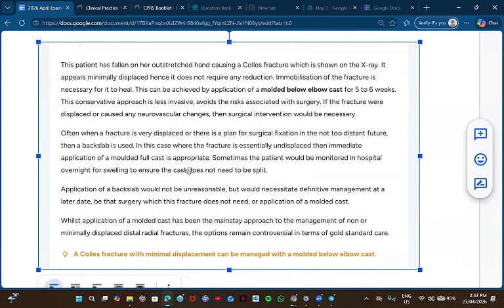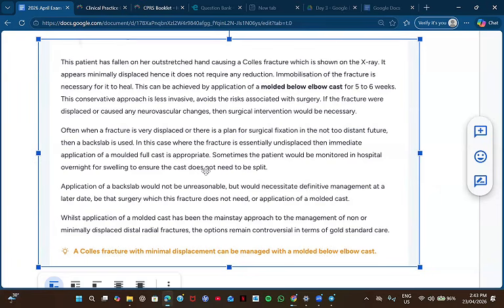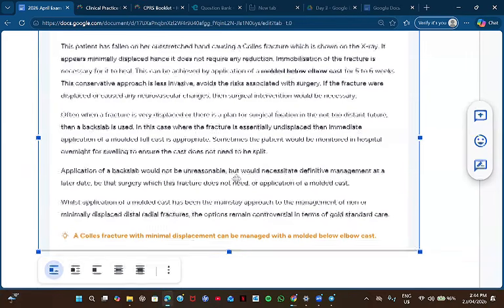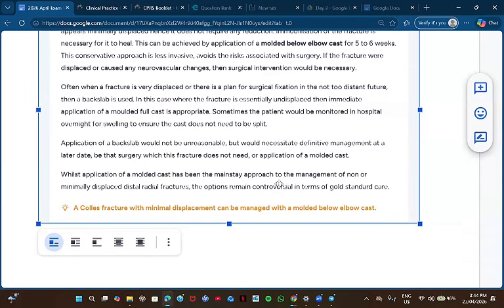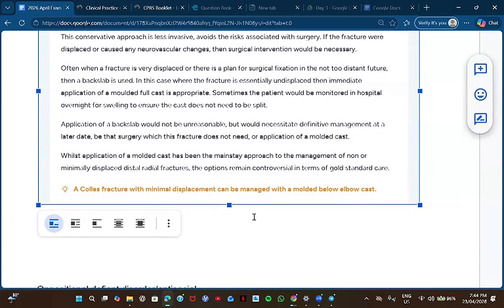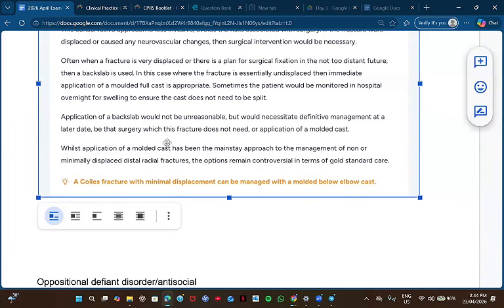Often when a fracture is very displaced or there is a plan for surgical fixation in the not too distant future, then a backslab is used, right? In this case, where the fracture is essentially undisplaced, then immediate application of a molded full cast is appropriate. Sometimes the patient would be monitored in hospital overnight for swelling to ensure the cast does not need to be split, right? So application of a backslab would not be unreasonable, but would be necessary for definitive management at a later date.